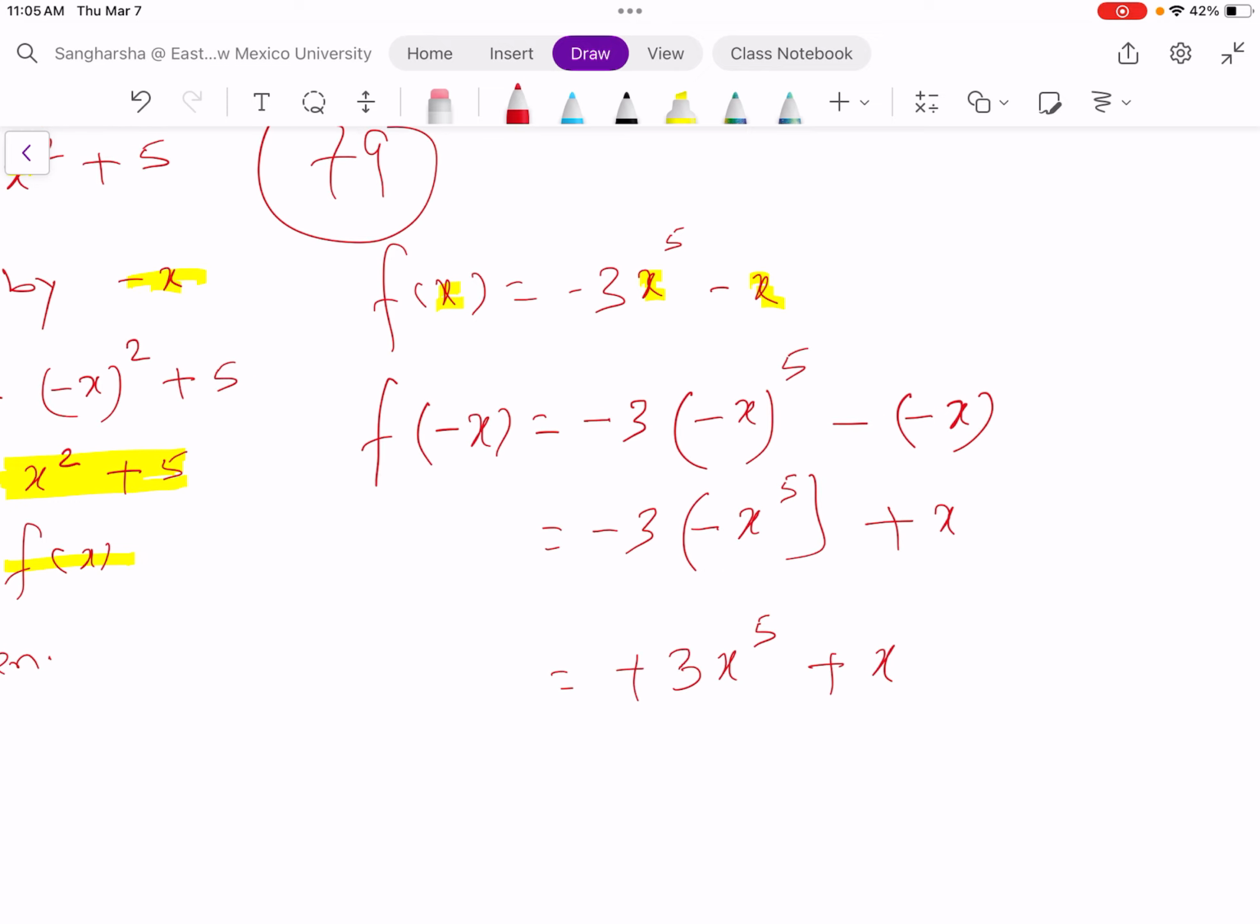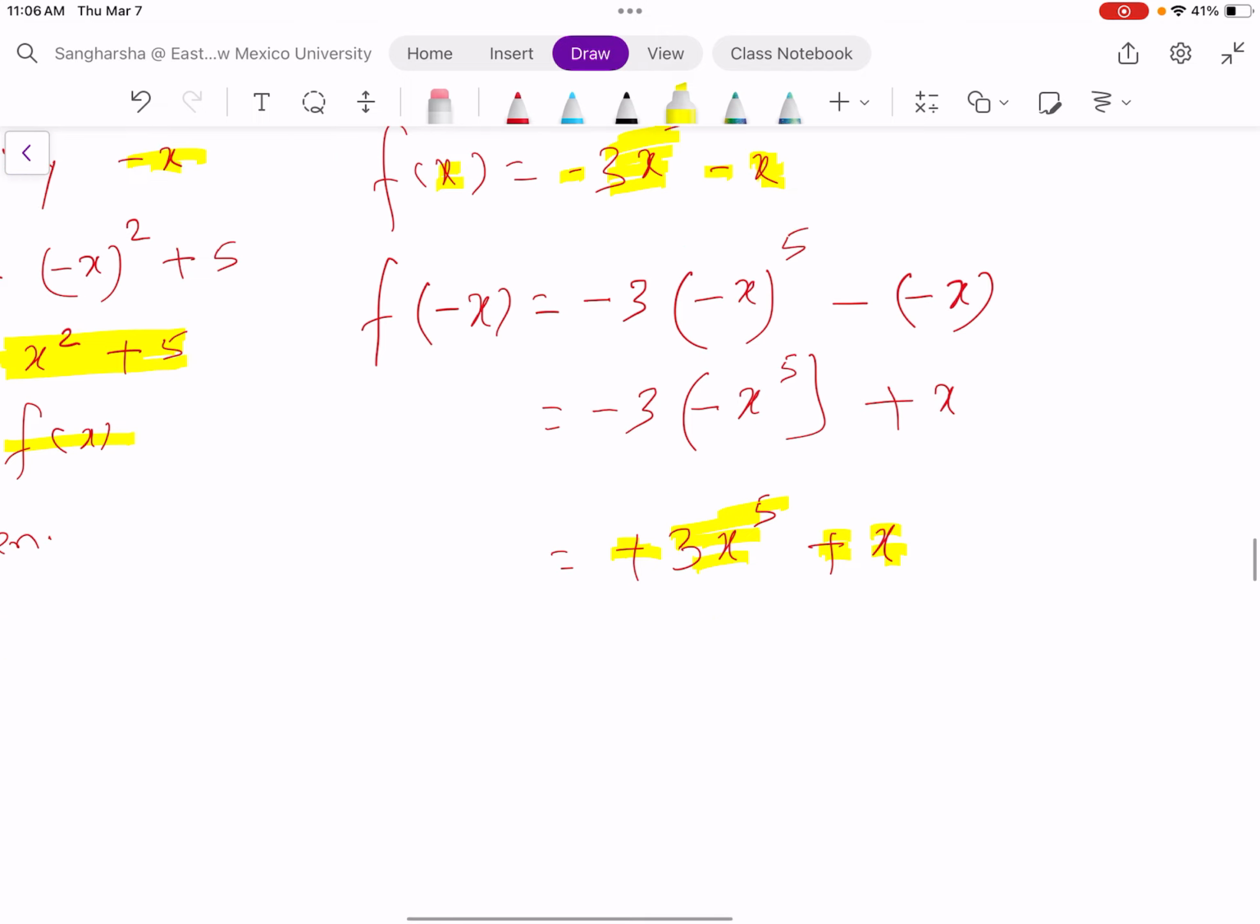Now we compare with our original function, and if we compare, we have the same terms, and the only difference is that we have the opposite sign for each term. So we have negative 3x to the power 5, we have positive here. We have negative x, we have positive here. It means we can factor out negative. If you have the same terms and exactly opposite sign for each term, your function is odd.